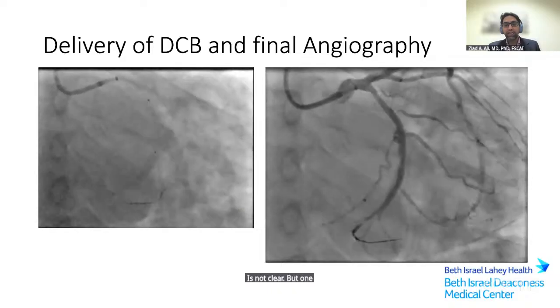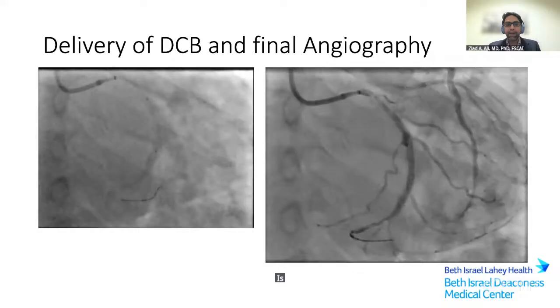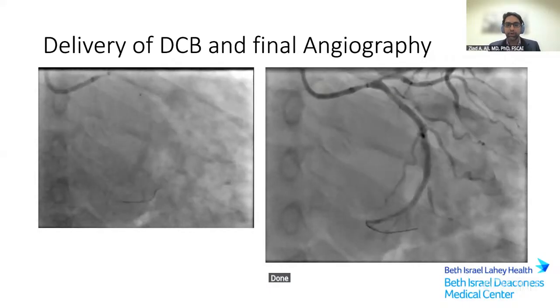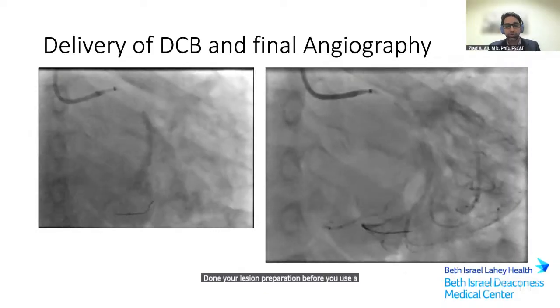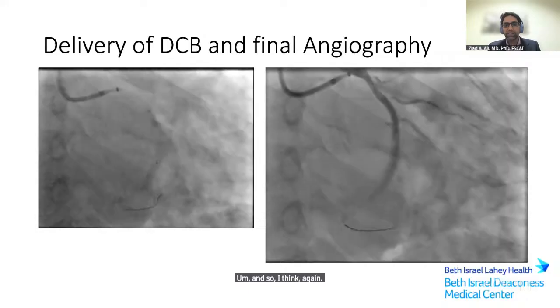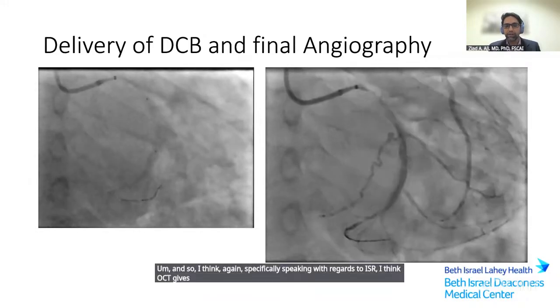What the relative value of those is not clear. But one thing that I think is of definite value is looking at the pattern of your dissections after you've done your lesion preparation before you use a DCB. I think that's extraordinarily important. And so, again, specifically with regards to ISR, I think OCT gives you some added value there.